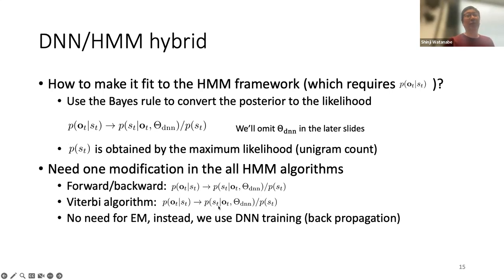And another, probably the most important part, is the Viterbi algorithm. Given the model, we try to get the most likely sequence, right? Again, we can use the HMM just by dividing the DNN posterior by the prior distribution and so on. So by using this we can also use the HMM. Okay, by the way, how to get this DNN posterior will be discussed.